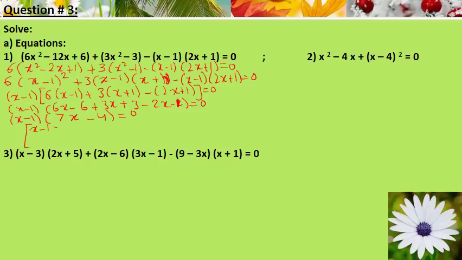The first one, x minus 1 equals 0, then x is equal to 1. This is the first solution. The second solution, 7x minus 4 is equal to 0. 7x equals 4. X equals 4 over 7. This is the second solution. Okay? Now the second one.